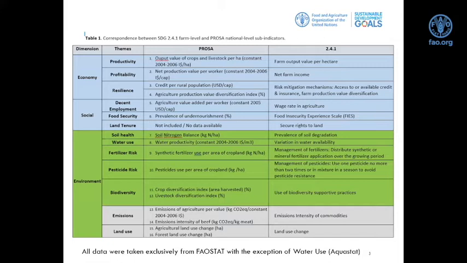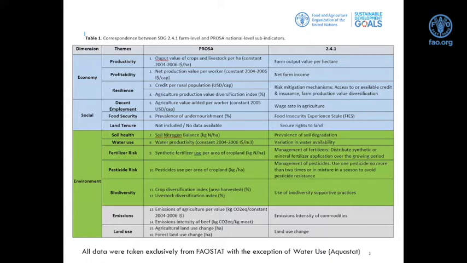And you will notice some similarities that we have three dimensions here, which are economic, social, and environment. And we have them classified in terms of these different themes, most of which have one indicator per theme, and a couple of themes which have more than one indicator mentioned for them.